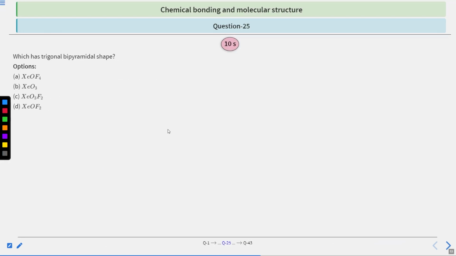Moving on to the next question, question number 25. Which has trigonal bipyramidal shape? Options are XeOF4, XeO3, XeO3F2, XeOF2. You have 10 seconds to solve this question. After that, we will see the answer.